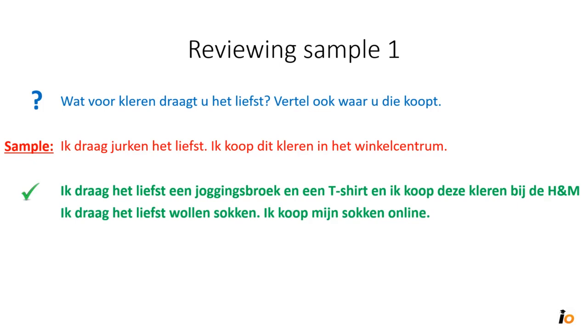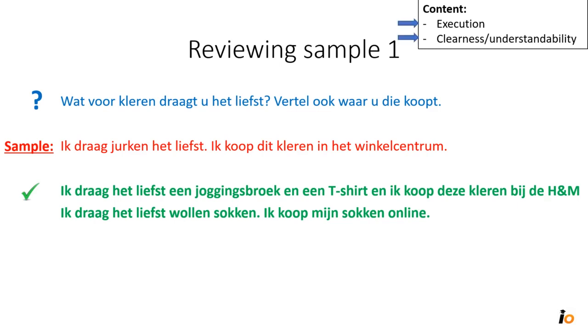Alright, so now that we have heard the ideal samples and the sample itself, I think we are ready to start reviewing the sample using the grading aspects. So let's start with the content. In the right top of the screen, you can see the content and the specific aspects of content, which are execution and clearness and understandability. So let's look at the execution first.